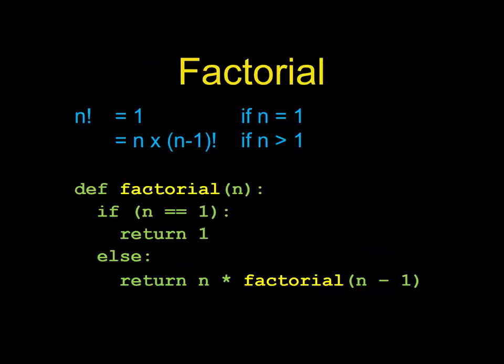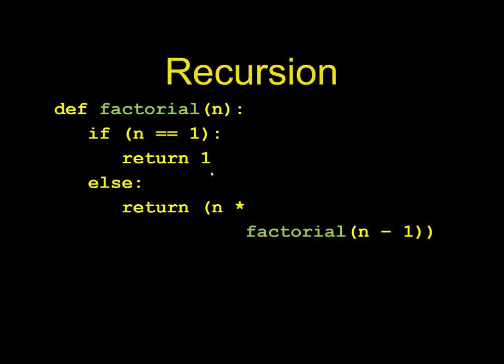And let's see the Python code for factorial. Define factorial n. If n is equal to 1, just return 1. Otherwise, return n times factorial of n-1. So this is directly translated from this definition of factorial. Let's take a look at it again. In factorial, there's this part of a simple calculation, and there's this part of recursively calling itself.